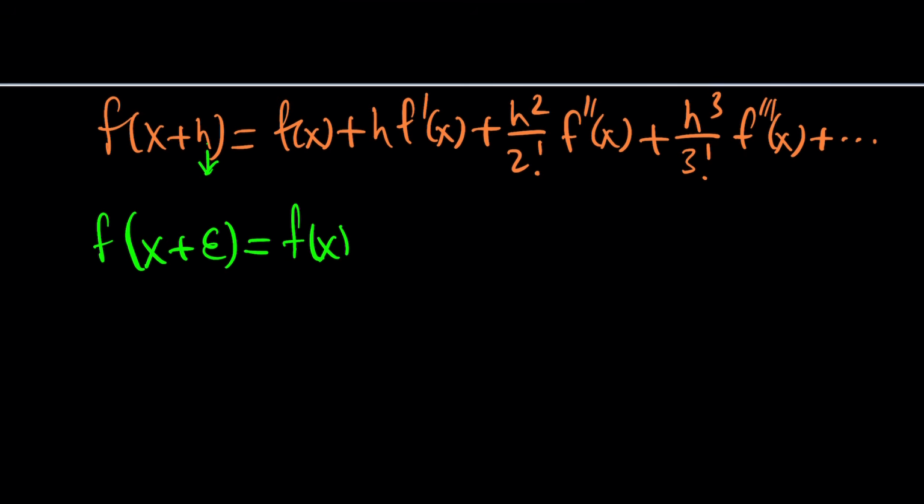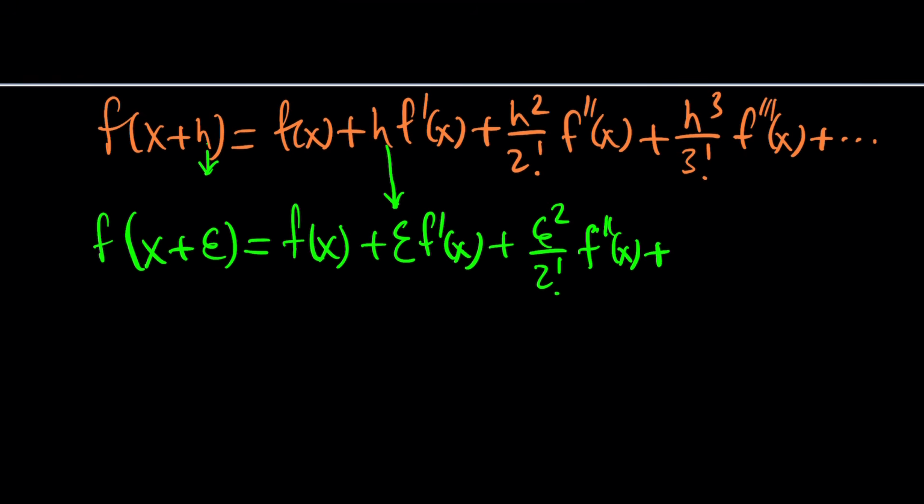First of all, x is unchanged, but h becomes epsilon. So I'm going to replace all the h's with epsilon. And then this is going to be epsilon squared divided by 2 factorial times f double prime, and then epsilon cubed divided by 3 factorial multiplied by f triple prime, so on and so forth. Obviously, you can replace x with a and get f of a plus h. Doesn't matter, same idea. But I want to go with f of x plus epsilon because I want to show you a general formula for what we're about to look at, okay?